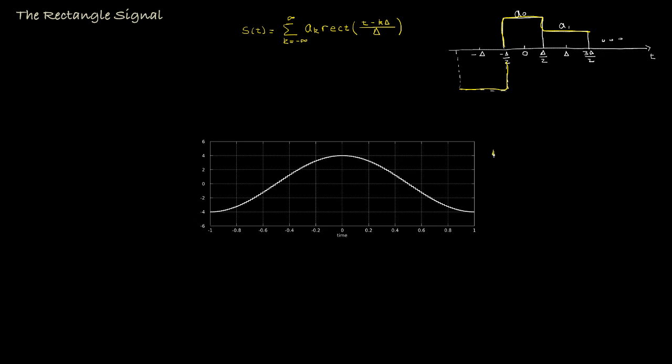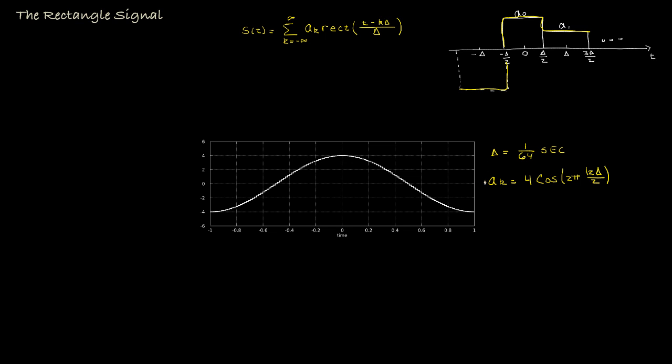Now, in this case, we've made delta equal 1/64 of a second. And once again, a_k is 4 times the cosine of 2 pi k times delta over 2. In that case, we're starting to eliminate much of the effects of the staircase, and we're approximating a sine wave, in this case a cosine, as a summation of many of these rectangle functions.